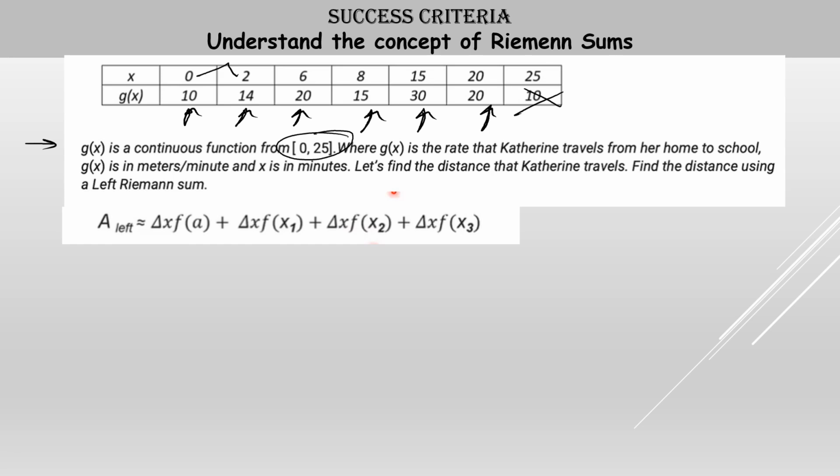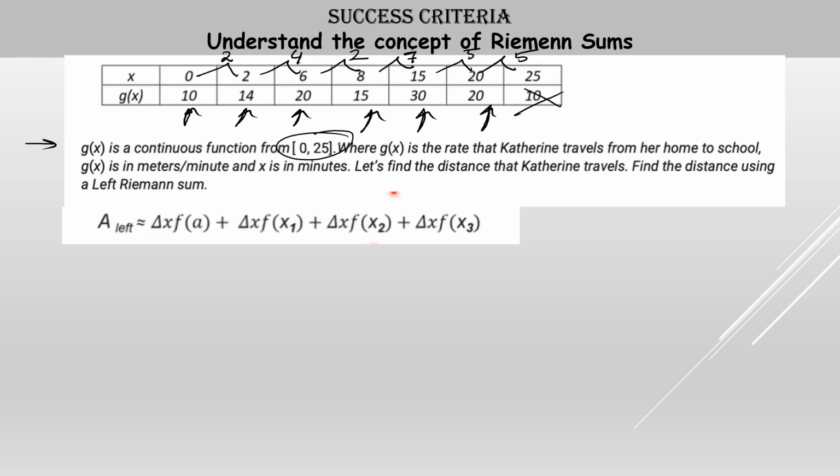From 0 till 2, the width is 2 minus 0, which is 2. 6 minus 2 is 4. 8 minus 6 is 2. 15 minus 8 is 7. 20 minus 15 is 5, and 25 minus 20 is 5. So the widths, we are going to take in this way.